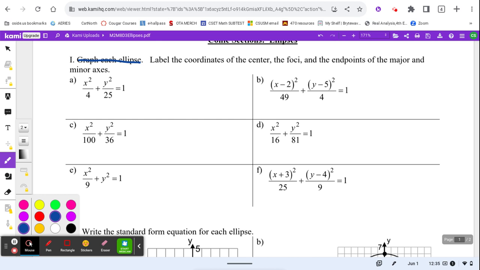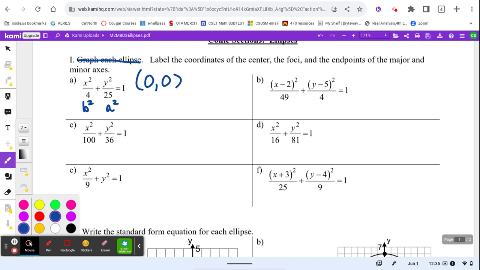So x squared and y squared, when there's no other numbers with that, it means you've got an ellipse that's centered at the origin. There's no movement left, right, up, or down. Then how do I know which equation has the a squared and which one has the b squared? Your a squared is always going to be the greater of the two.